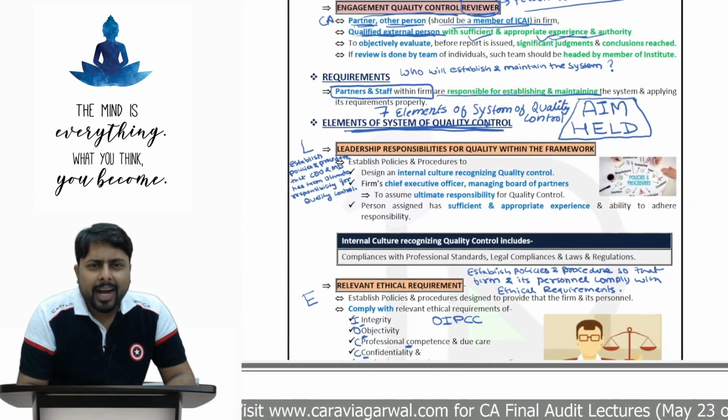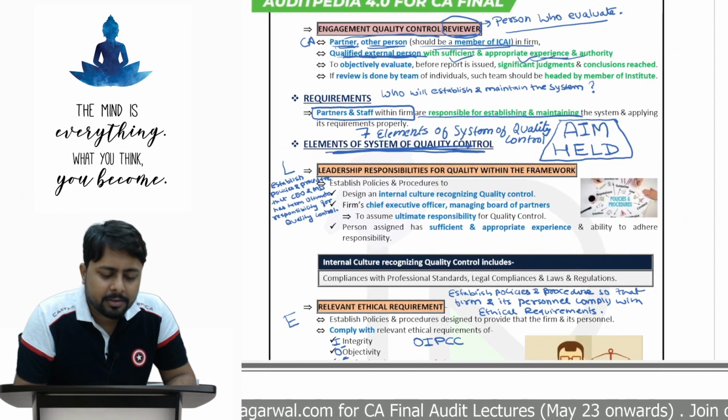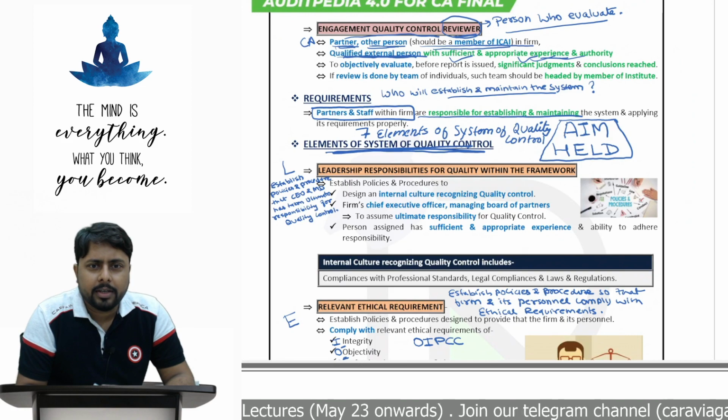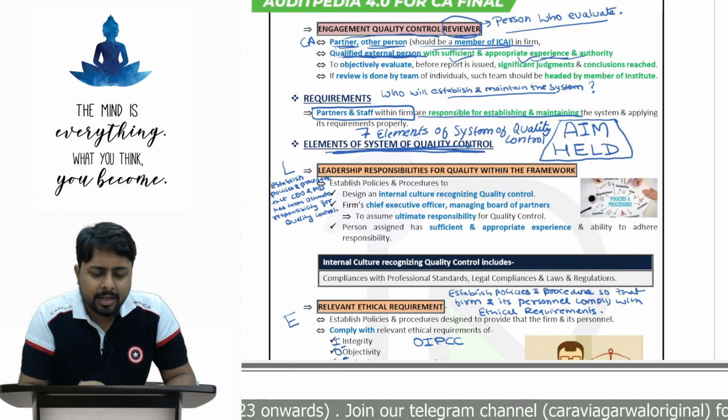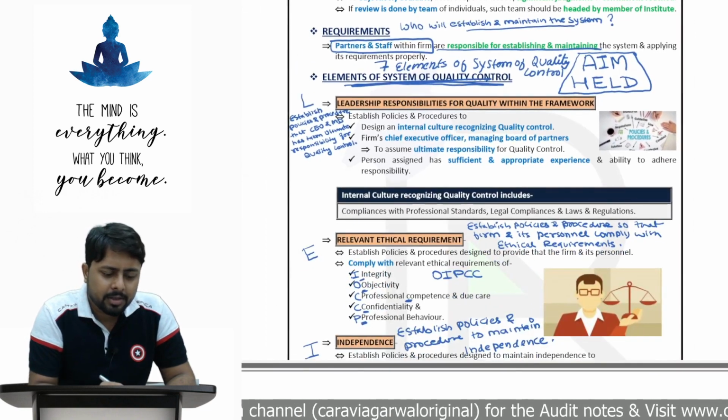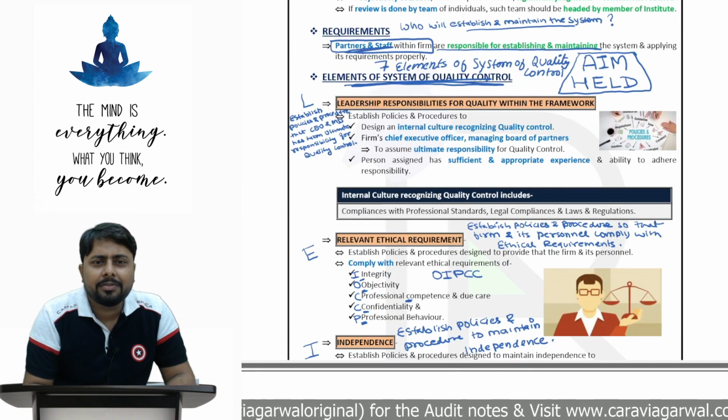Right, guys? I have a question in my mind. Can I ask? Yes, sir. Please ask. Who will establish and maintain the system of quality control? The answer is you only tell. Who will maintain and establish? Obviously, the partner and the staff in the firm.